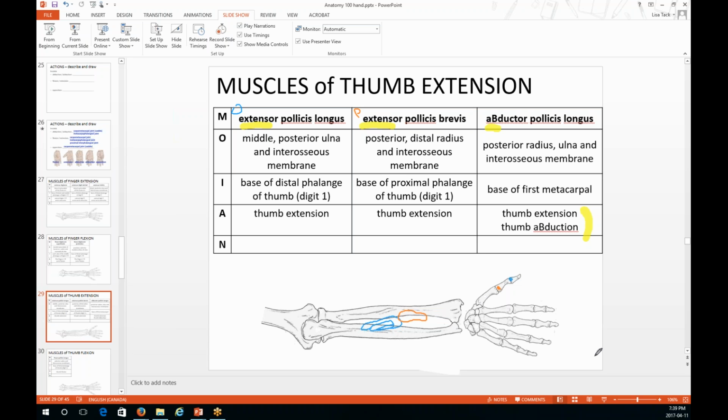And then abductor pollicis goes to both. Posterior radius, ulna, interosseous membrane, so it's all in here too. But it goes to the base of the first metacarpal down there. So it does abduction and extension of the thumb.